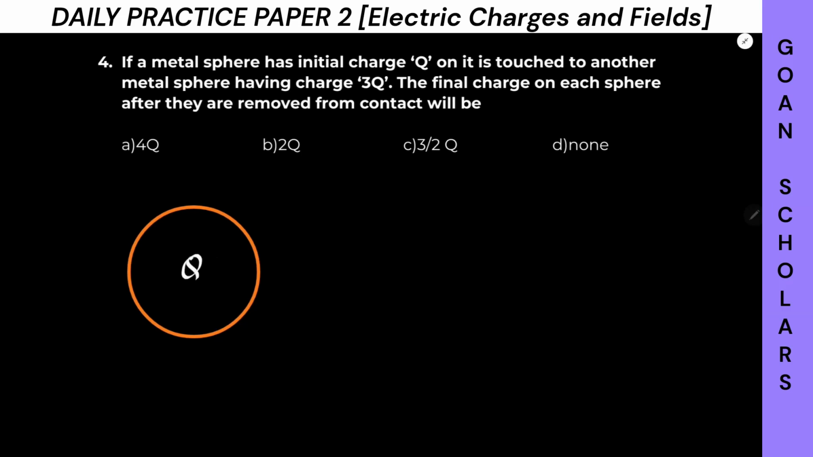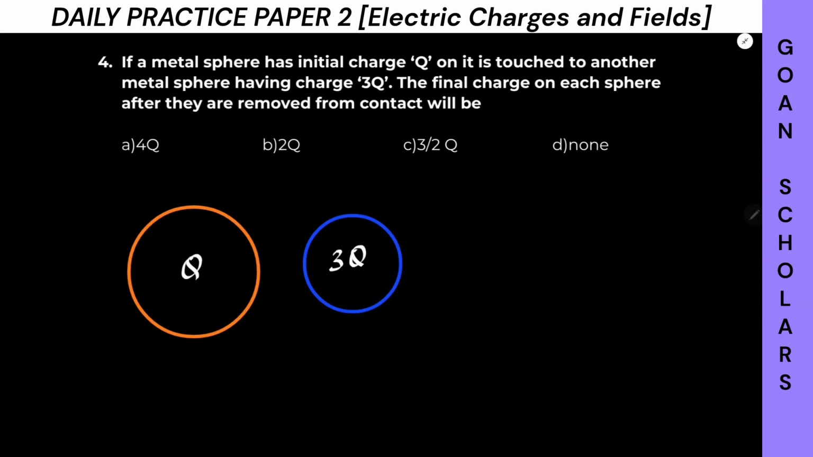Okay, the initial charge on it is Q. It's touched with another metal sphere having charge 3Q. So let's draw another metal sphere. Another metal sphere is here, and the charge present on it is 3Q. The question asks for the final charge on each sphere after they are removed from contact.